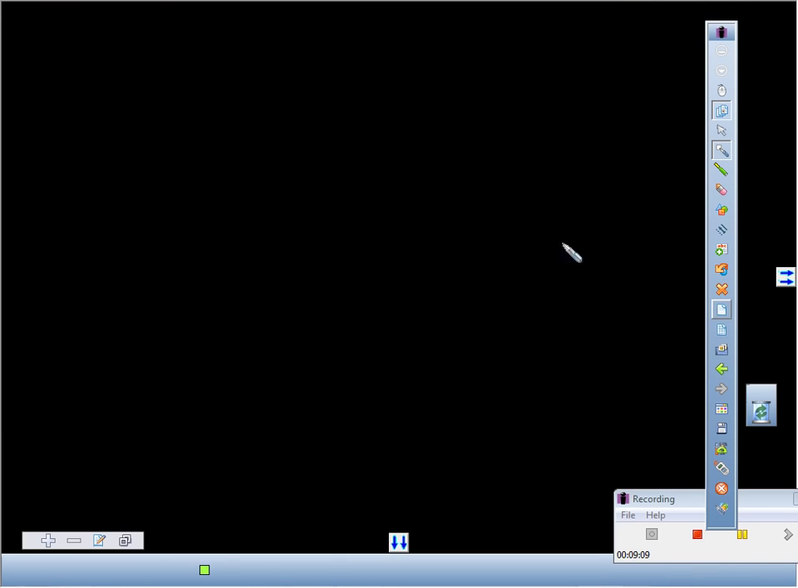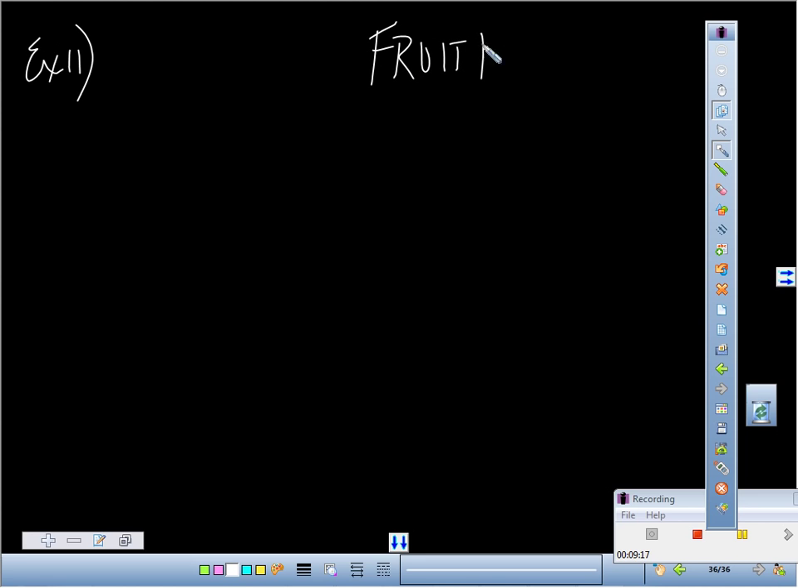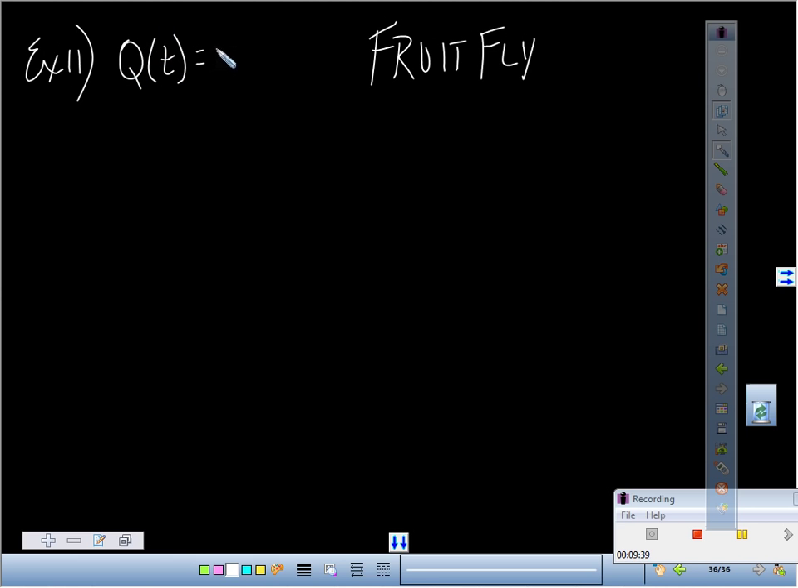Okay? All right. Here's the next one. Example 11. The famous fruit fly problem. Okay? Alright, here we go. The approximate number of fruit flies in an experimental population after T hours is given by this equation. Q of T, the quantity with respect to time, is 20 times E raised to the 0.03 T. Alright, now just because you guys are so smart, can you tell me my initial amount or number of fruit flies?